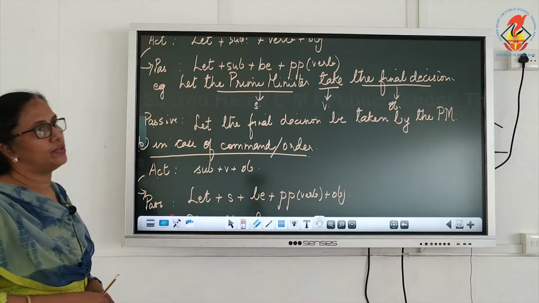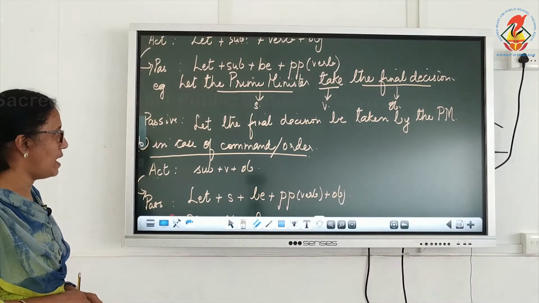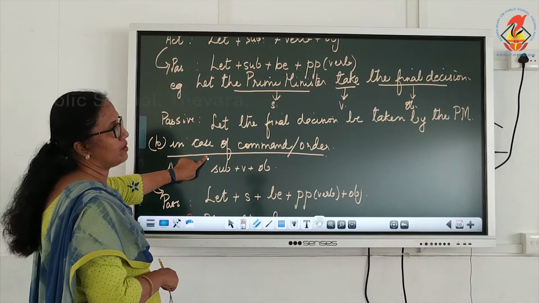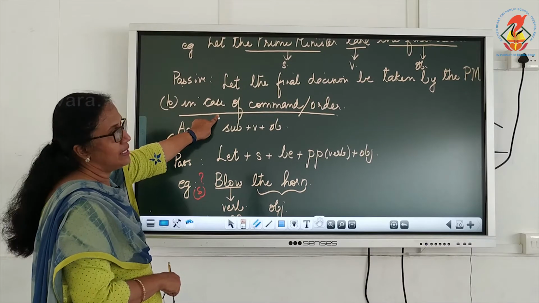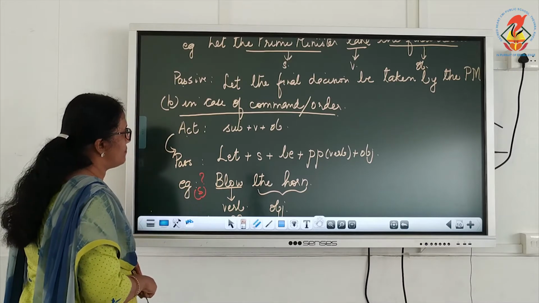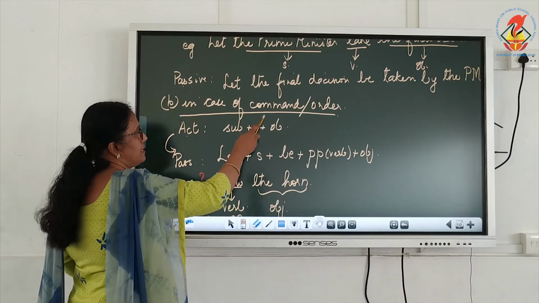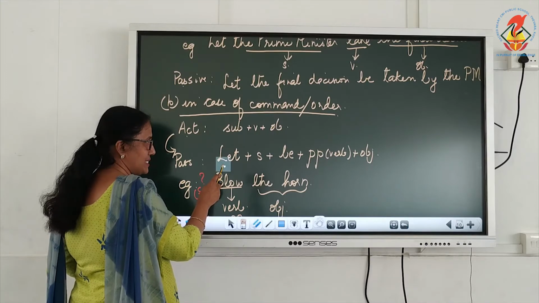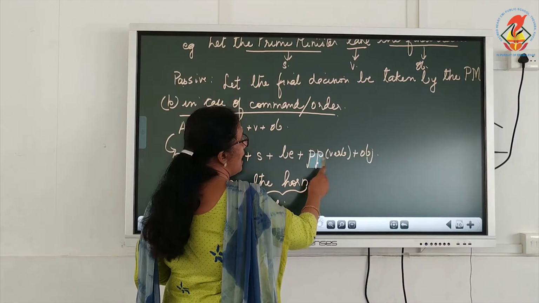So that is how you are going to be writing a sentence that begins with the word let in its passive form. Now in case the sentence begins with a command or an order, what is it that you have to keep in mind to convert it into its passive form? Remember those words in blue that we have written. If your statement is a command or an order, you are going to introduce the word let plus a subject plus be plus a past participle and the object.